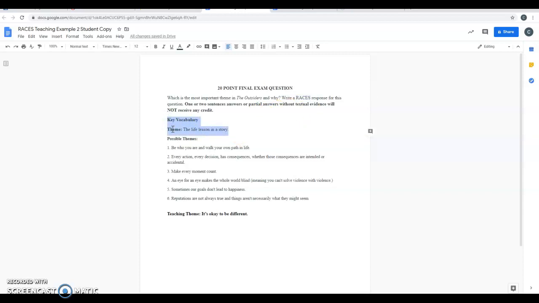Okay, now the key vocabulary is this word theme. Now, I know I've told you this word a million times and we've gone over this term a million times more, but theme is the life lesson in a story. So what this question's really asking is which is the most important life lesson in The Outsiders and why? As you'll notice on your final exam, you've got 6 possible themes that you can choose from. And yes, they are all pre-selected. You do need to choose one of these and support it with textual evidence as part of your written response.